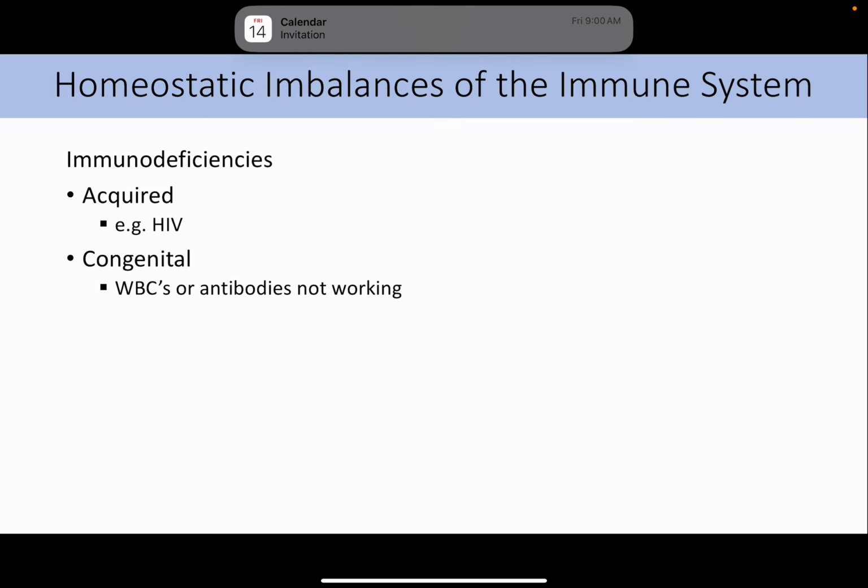So homeostatic imbalances, really quickly, immunodeficiencies. It can either be acquired, like with HIV, that turns into AIDS, or it could be congenital, where you have white blood cells or antibodies that are not working properly, like when we talked about leukemia, or we'll talk about type 1 diabetes, also an autoimmune disorder. But these are, again, immunodeficiencies, and they can either be acquired or you can be born with them.